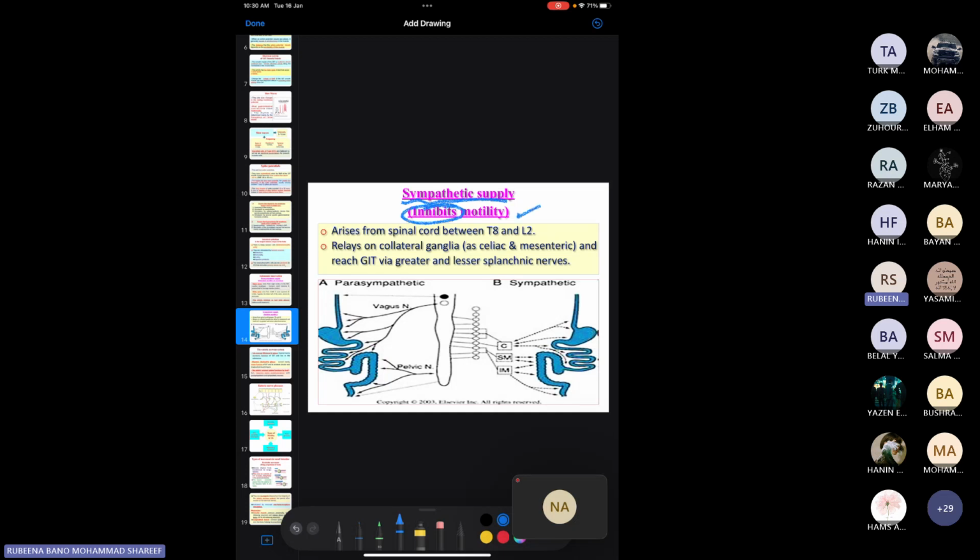It arises from the thoracolumbar region, T8 to L2, and it relies on collateral ganglia like the celiac and mesenteric. Then they reach the GIT via the greater and lesser splanchnic nerves.